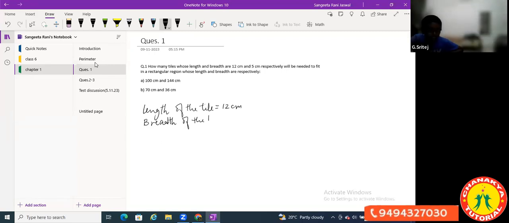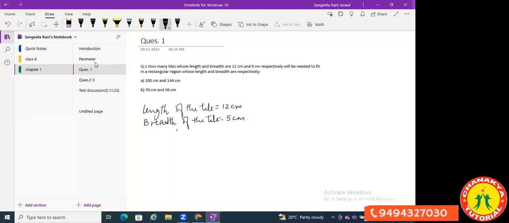Okay, now you tell me what is the area of the tile? Ma'am, it's length into breadth. So it's 12 into 5, which is 60 centimeters square. Yes. Okay, be awake, don't sleep. So area of the tile we have got 60 centimeters square.